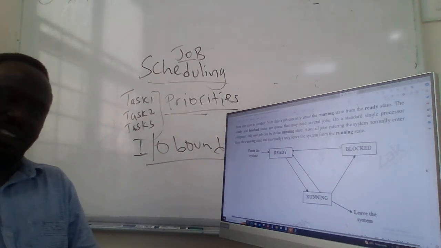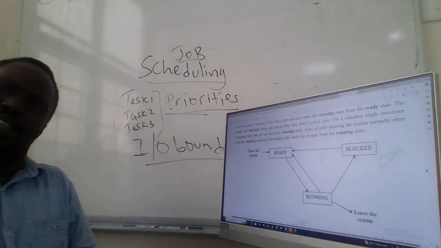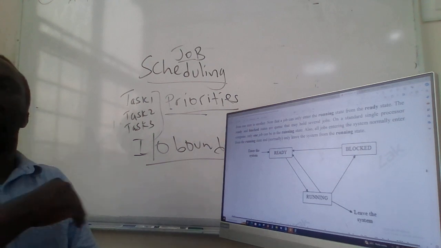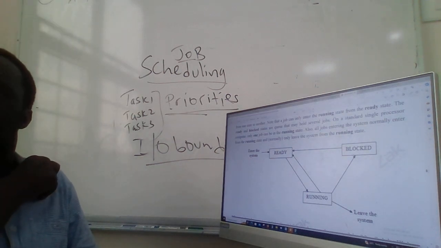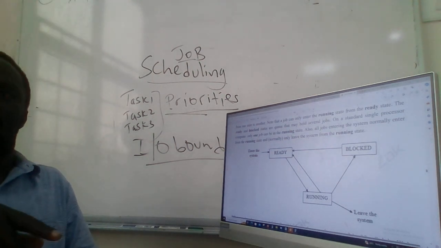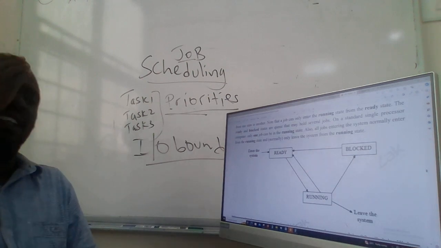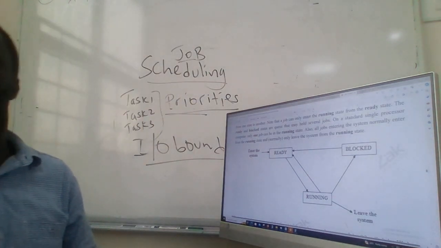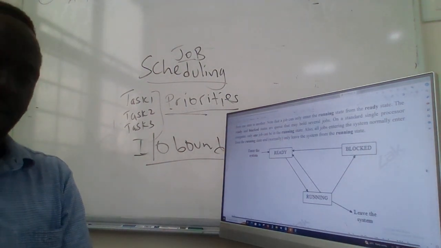All those questions can be asked. Then a job can leave the running state and go to blocked. This happens when it has been processed. Then it can move from blocked to ready. This one happens if a task needs to be processed, or when it has been processed but it needs to be done again. Are you getting me? It needs to use the processor again. That one also happens. All this can be asked in the exam, guys. Is it okay? Very good.